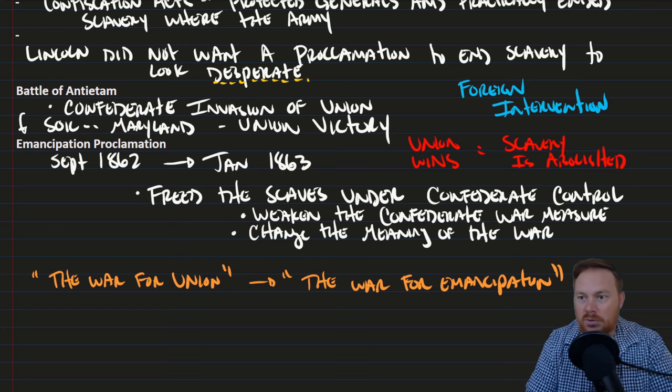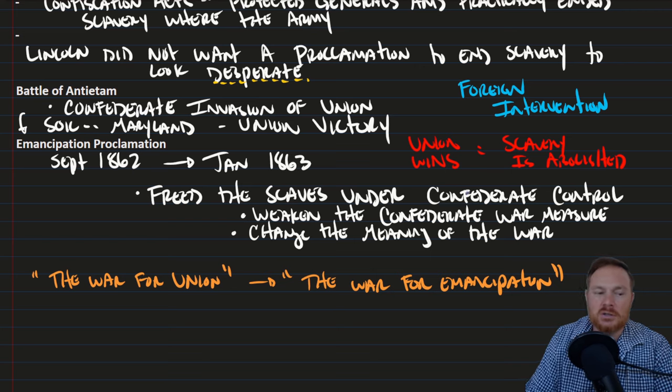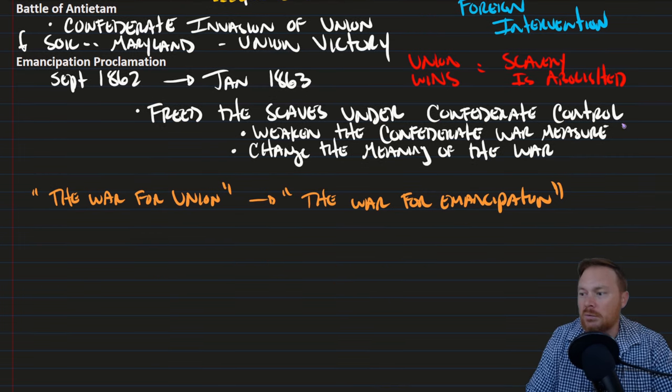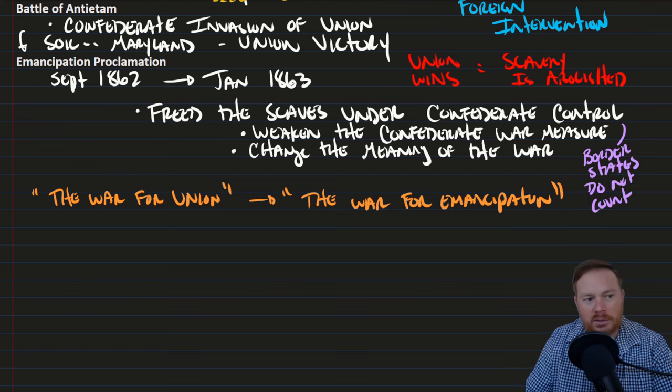Now, an important thing to note here is that the Emancipation Proclamation, when it says that it freed the slaves under Confederate control, this is literally the literal definition of it. And what we mean by that is that border states, because we have these border states, do not count, meaning that Abraham Lincoln's Emancipation Proclamation does not free the slaves in places like Delaware. It does not free the slaves in Maryland. It does not free slaves in Kentucky. It only frees those slaves in Confederate control.